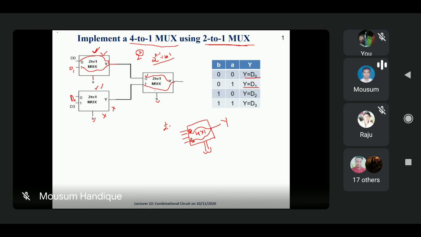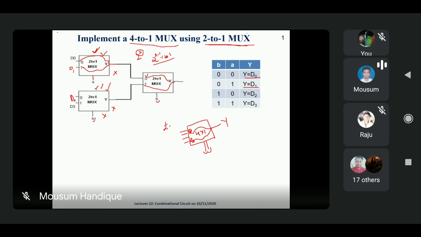Similar case when B equal to 1. Earlier, when B equal to 0, this particular mux was connected to the first mux. Now when B equal to 1, that mux is not working and this particular mux is working. Are you getting my point? If A is 0, D2 is selected and propagated to Y. But if B equal to 1 and A equal to 1, D3 is propagated to Y, and again Y is connected to the output. So this way we can construct the 4 to 1 mux using 2 to 1 muxes.